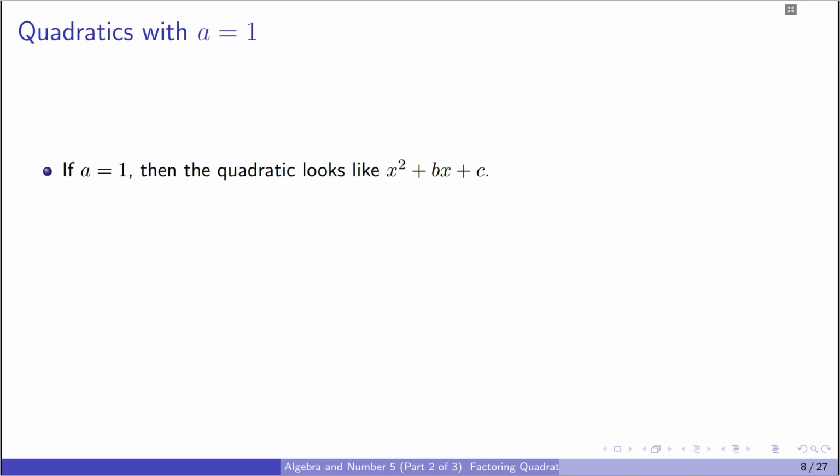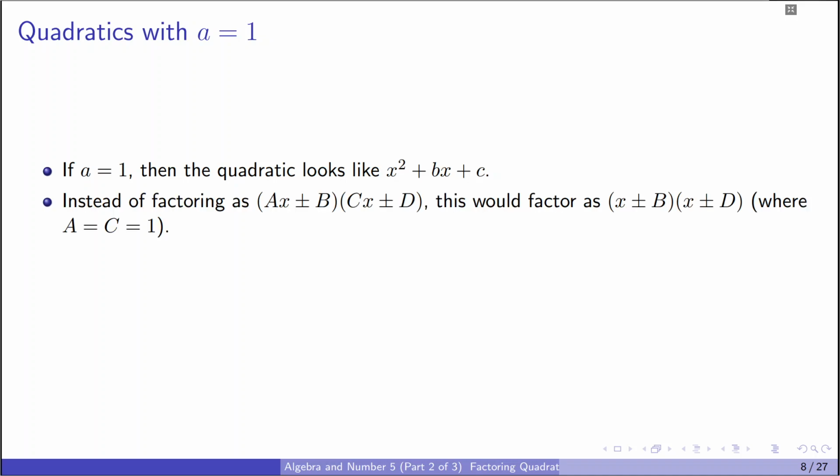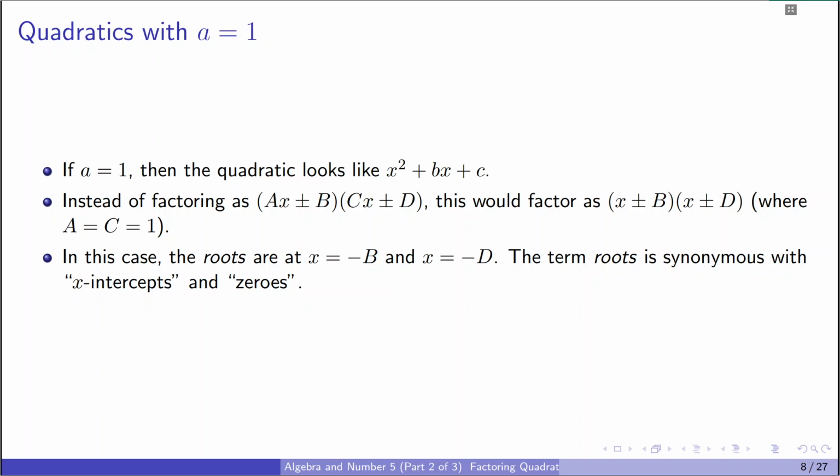Right, quadratics with a equals 1. If a equals 1, then our quadratic just looks like x squared plus bx plus c. Instead of factoring as ax plus or minus b and cx plus or minus d, we would just have x plus or minus b and x plus or minus d, because a and c are both 1. In this case, the roots are at negative b and negative d. The term roots is synonymous with x-intercepts and zeros.